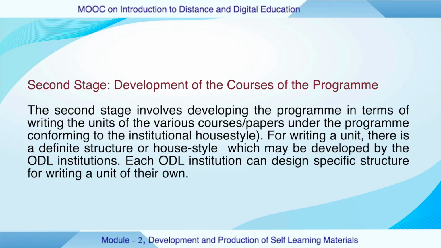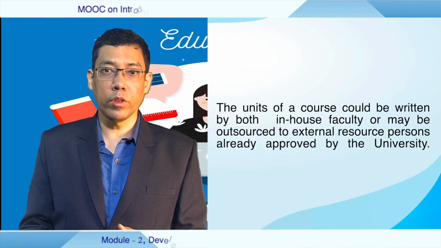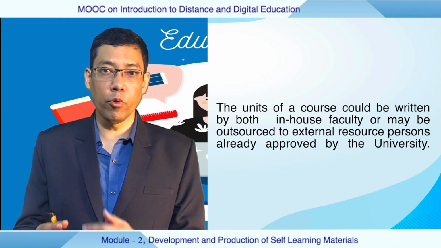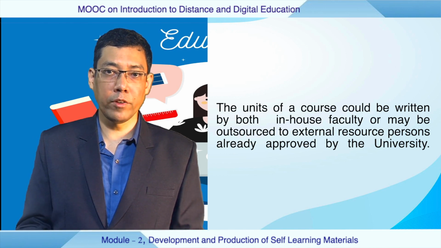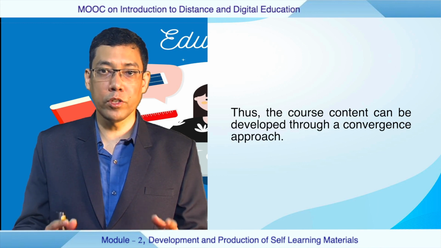developing the program in terms of writing the units of the various courses or papers under the program, conforming to the institutional house style. For writing a unit, there is a definite structure or house style which may be developed by the ODL institutions. Each ODL institution can design a specific structure for writing a unit of their own. The units of a course could be written by both in-house faculty or may be outsourced to external resource persons already approved by the university or the higher educational institution. Thus, the course content can be developed through a convergence approach.